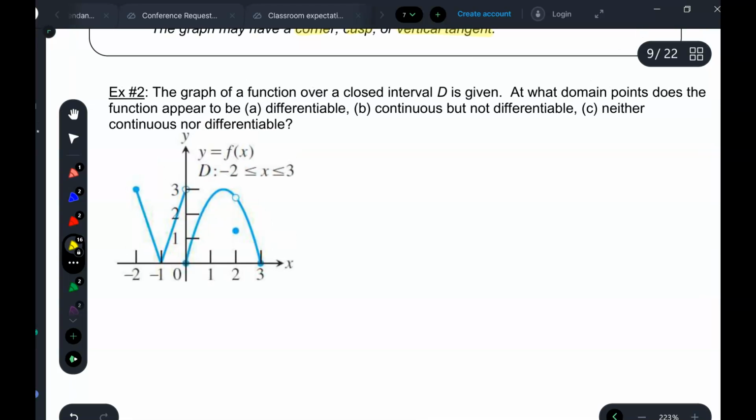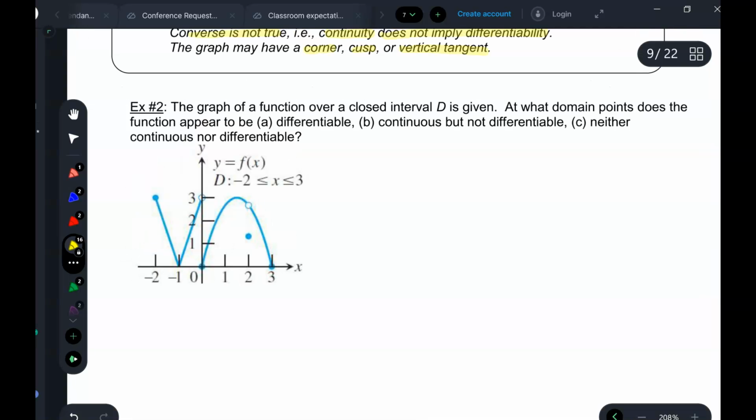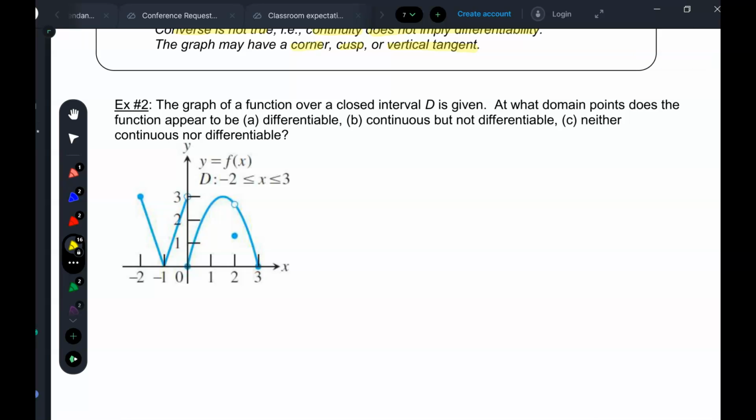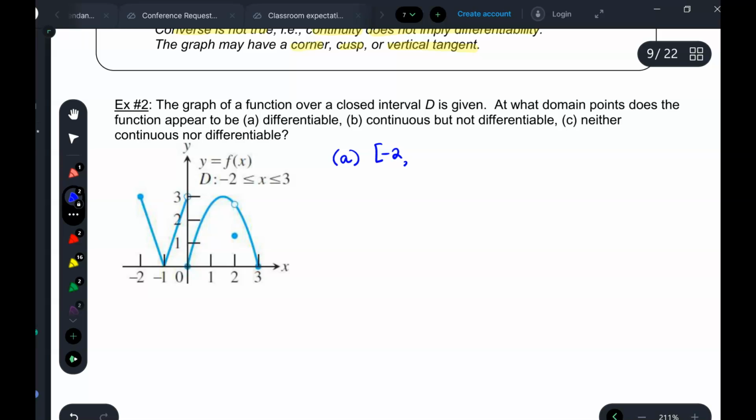Okay, let's take a look. Here we have a graph over a closed interval. We don't know the equations, but we just have the values here. At what domain points does the function appear to be differentiable? So let's look at part A, differentiable. Let's go from the left to the right. It looks like we can include -2 until we get to -1, because it looks like there's a corner there, right?